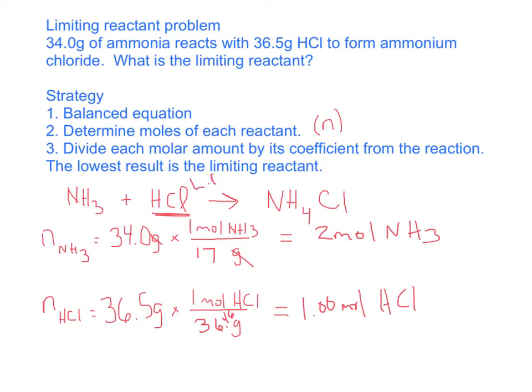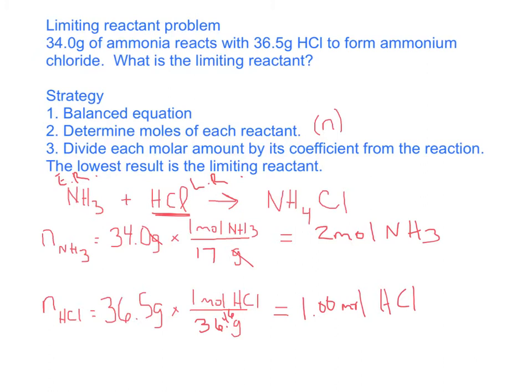Limiting reactant, and this is the excess reactant, ammonia. We're going to have leftover ammonia when all the hydrogen chloride's used up. So remember, it's not just whatever we get here. You also have to take the coefficients of these and divide by them. But since they're both 1, it's going to be 2 moles.